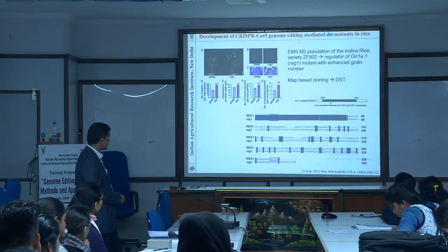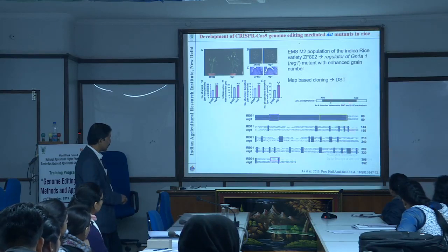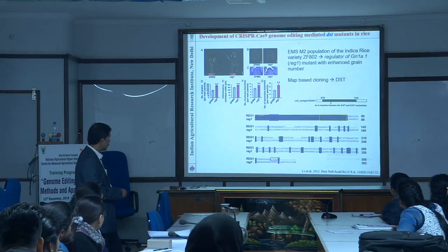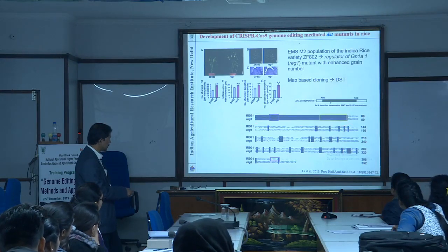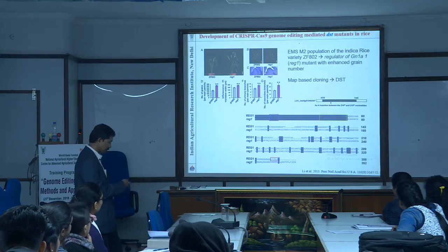So in this case, there was a mutation here. A single base insertion was there between these nucleotides, which results in a frame shift mutation. If you see the normal DST sequence versus the Reg1 sequence, the amino acid sequence is the same up to this point. After that, there is a frame shift, and the rest of the sequence got changed because of the single insertion mutation. This led to an increase in the grain number.